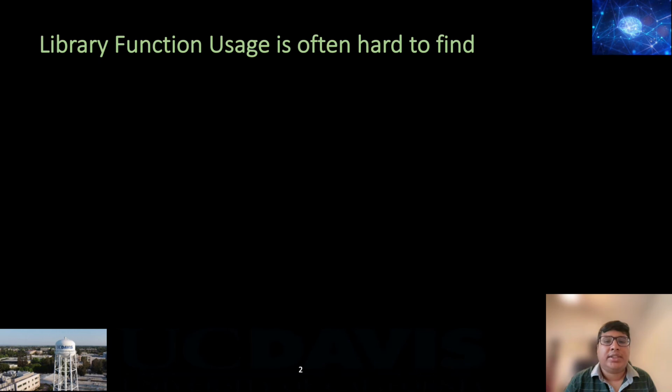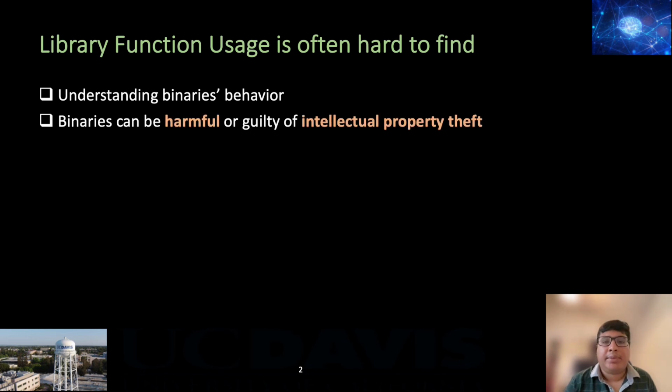Library function usage is often hard to find in optimized binaries. Optimizations transform comprehensible natural source code into something that is entirely unrecognizable. Reverse engineering, or understanding the binary's behavior, is a time consuming task, but a very important one because binaries can be harmful or guilty of intellectual property theft. On top of that, optimization increases the difficulties of reverse engineering tasks by making the function call inline.